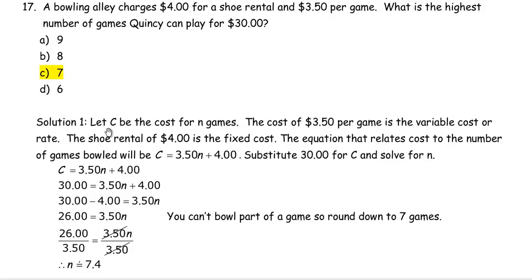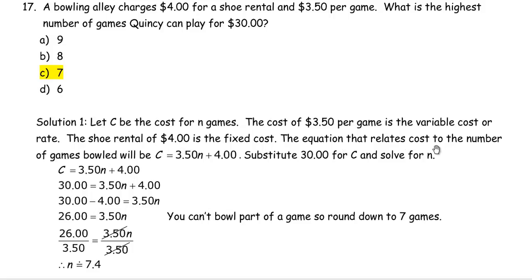The first one, we're going to call C the cost for bowling n number of games. The $3.50 per game is what's called the variable cost, or the rate. The shoe rental of $4 is a fixed cost, because if you bowl 1 game, 7 games, or even 20 games, you're still only paying $4 if you go. Of course, those 20 games would all have to be played in the same day. As soon as you leave and come back, you'd be paying the $4 again. So the shoe rental is just for the whole time that you're there.